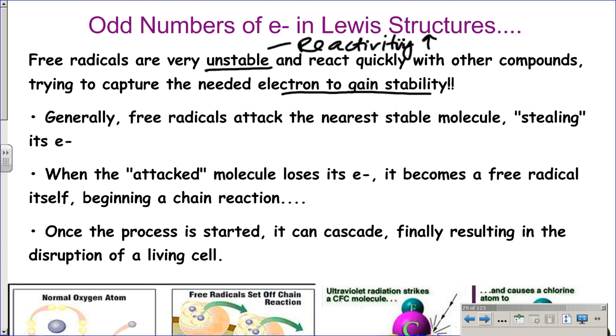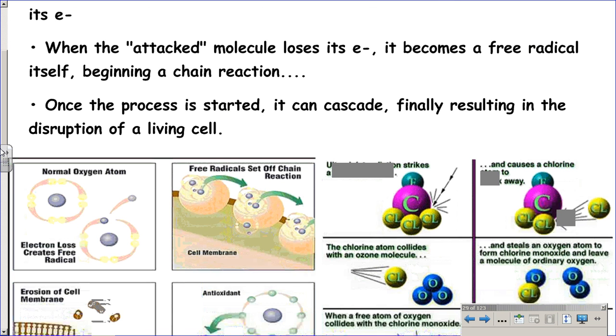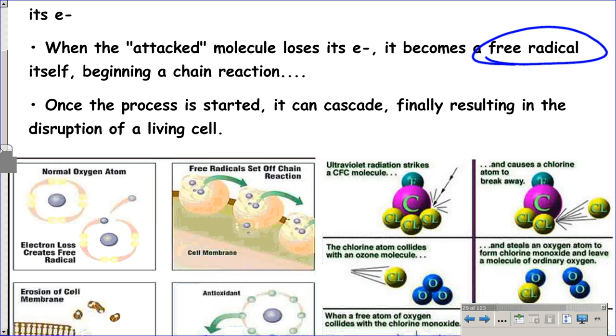So when the attacked molecule loses its electron, it then has an odd number of electrons, which makes it the free radical. So the free radical is a chain reaction that's going to continually cause other molecules to then have an odd number of electrons and make them very reactive, and so on, and so on. This is incredibly important in environmental chemistry.